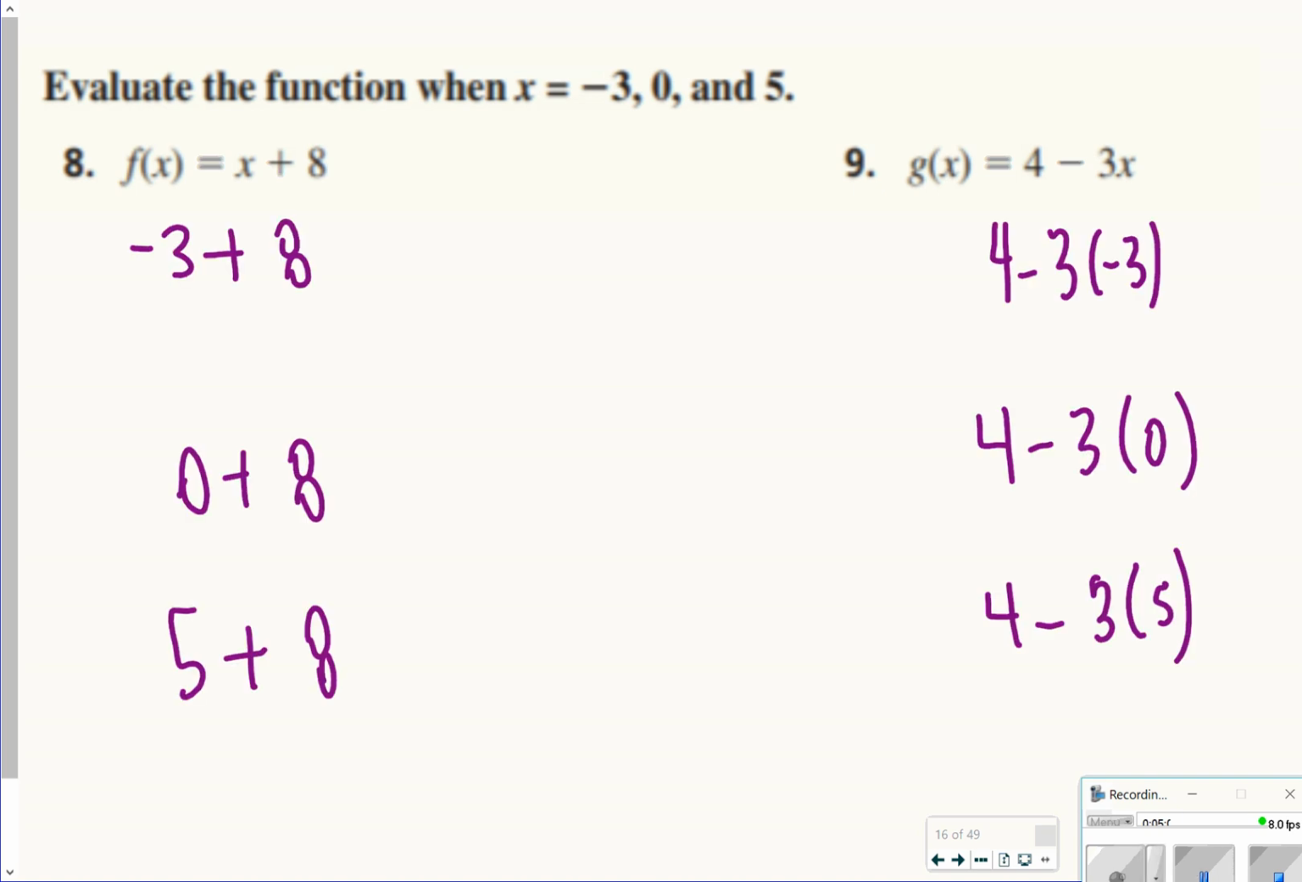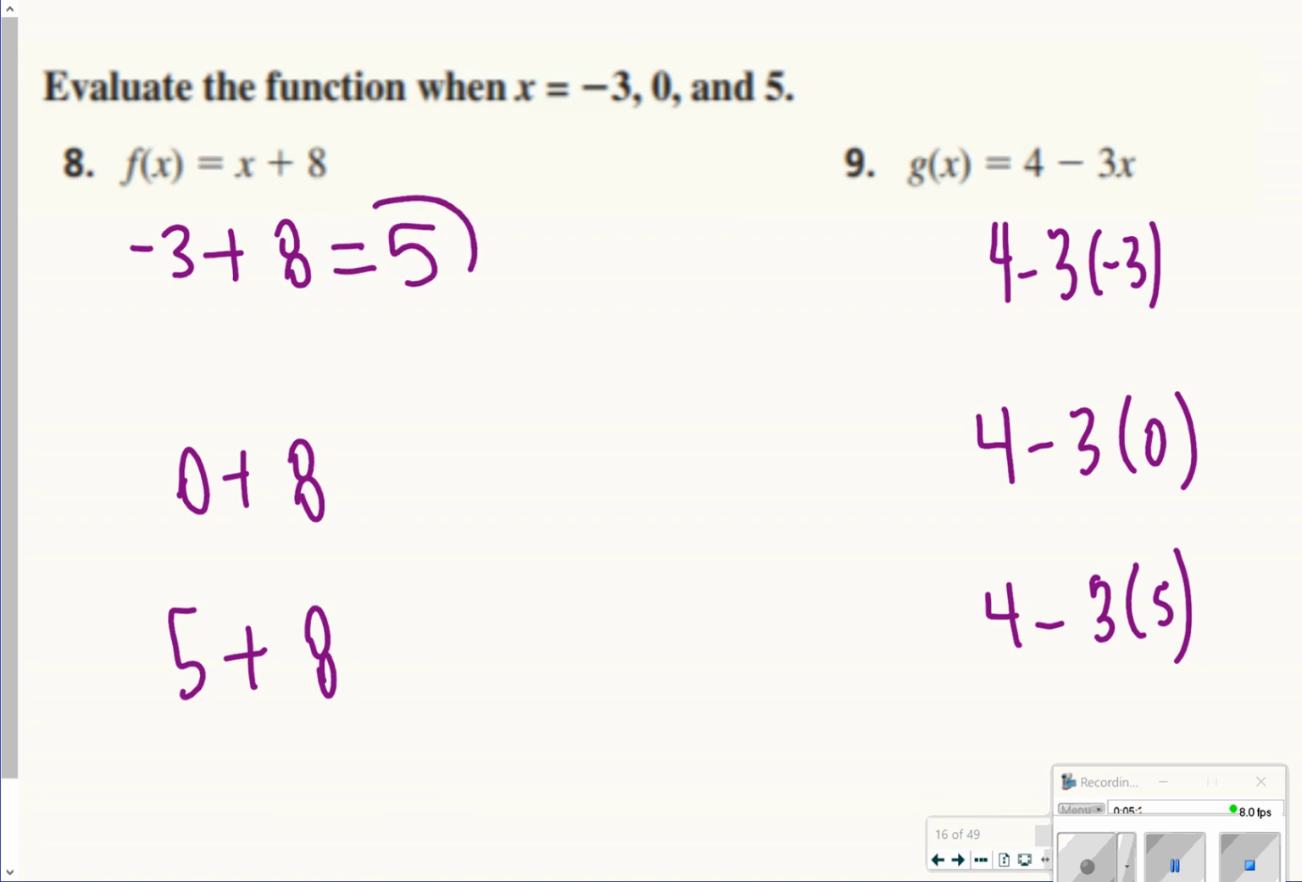So what I did is I went ahead and plugged in all of the x values for each one. In number 8, when I plug in a -3, I will get 5. When I plug in a 0, I get 8. And when I plug in 5, I get 13.